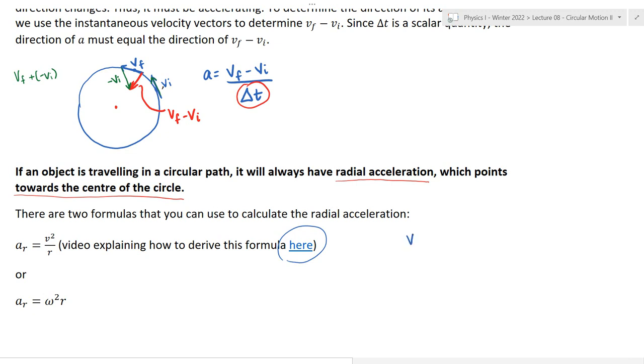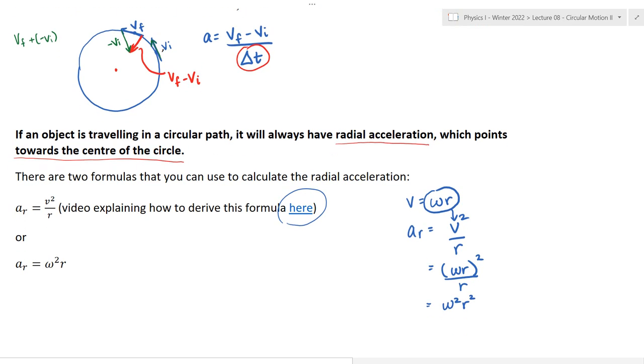Remember, we had the linear to angular conversion: v equals omega r. If we look at our first equation, AR equals v squared over r, and substitute omega r in for v, since v equals omega r, we replace v with omega r, all squared, divided by r. And what do I get? Omega squared r squared over r. One of my r's cancels out, and I get omega squared r, which is the same as the other equation. So those two equations are exactly the same.